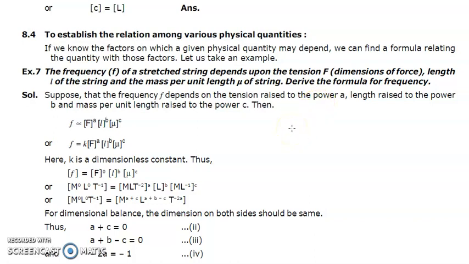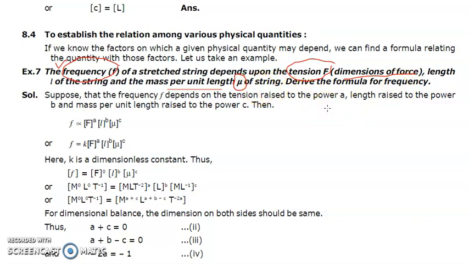In this case, what you would be given is a quantity, let's say frequency. Frequency of a stretched string depends upon, now you would be given 2, 3, 4, as many quantities as there would be. So in this case it has been given as tension, which is the quantity which has the dimensions of force, length L of the string, and mass per unit length mu. This is the symbol for mu of the string. Derive the formula for frequency.